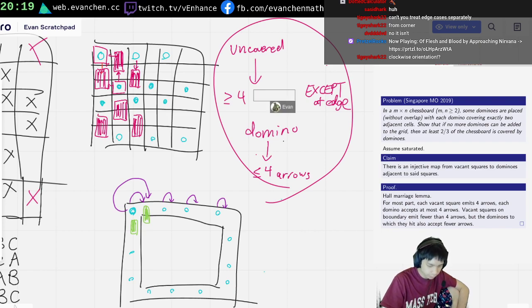It's better I say arrows. There's at least 4 arrows out of every one. In fact, when I do this, there's exactly 4 arrows out of every one. And it's also still true that every domino accepts at most 4 arrows. This fact remains true.